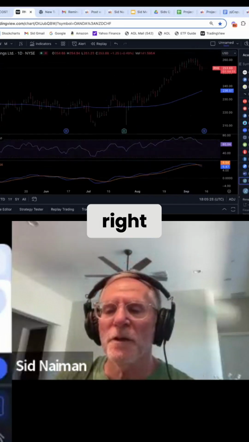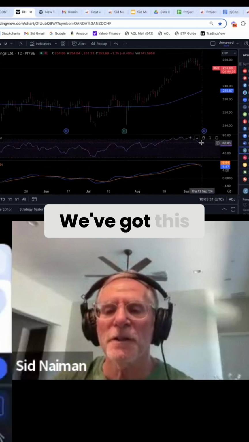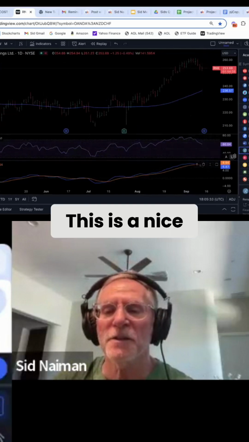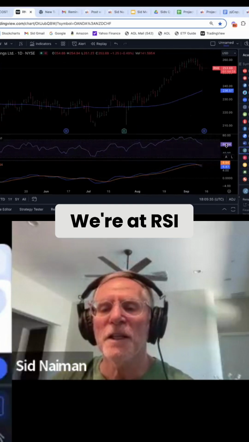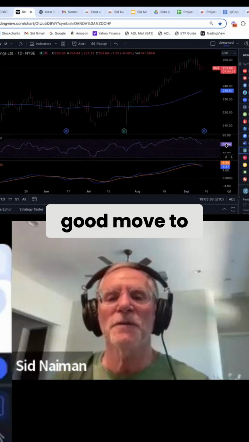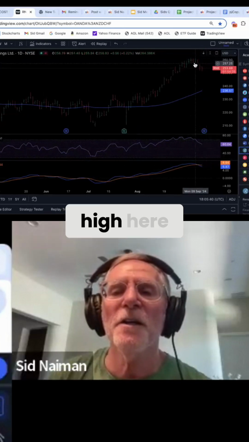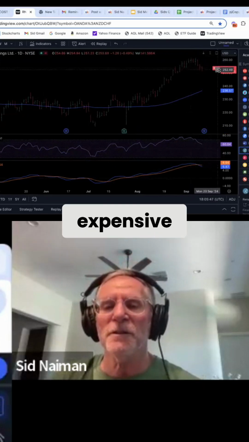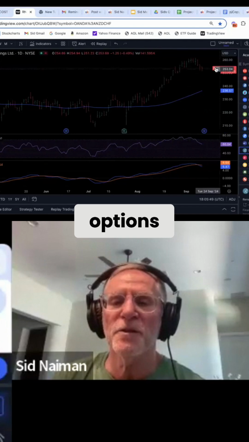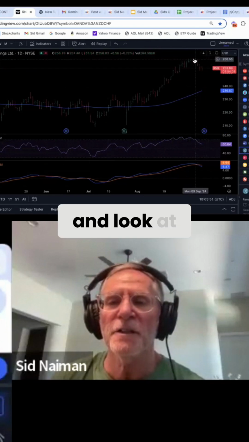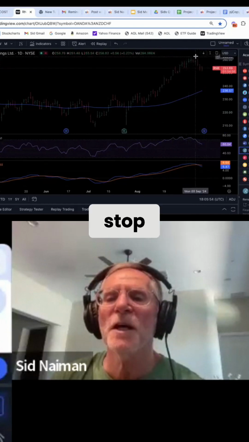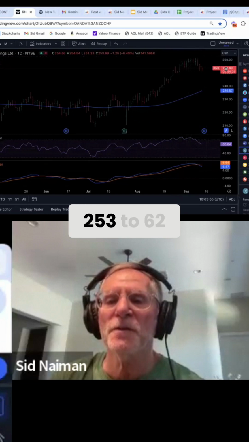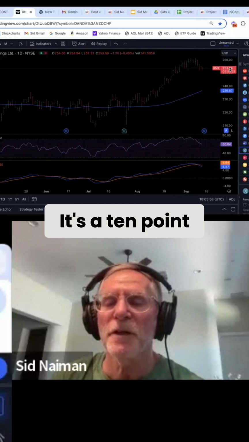All right, RNR, just have a couple left here. We've got this pointing down and the cross. This is a nice one here too as well. We're at RSI 60, so you have a good move to the 50. So highest high here looks like it's right here. The high of 261.62, so it's 262. This is a very expensive stock. So if I were trading it, I'd look at options, or you may want to pass on it and look at something else because that's pretty high up. Stop loss 260 from 253, 262. It's a 10-point stop loss.